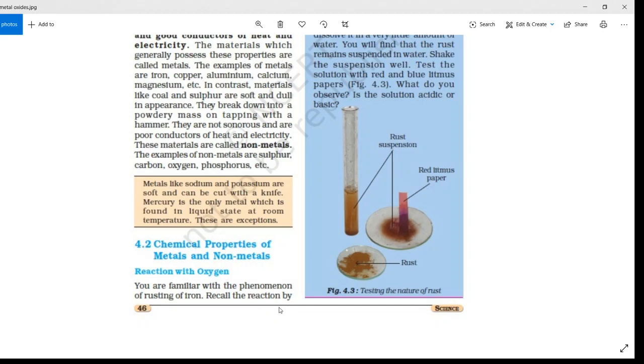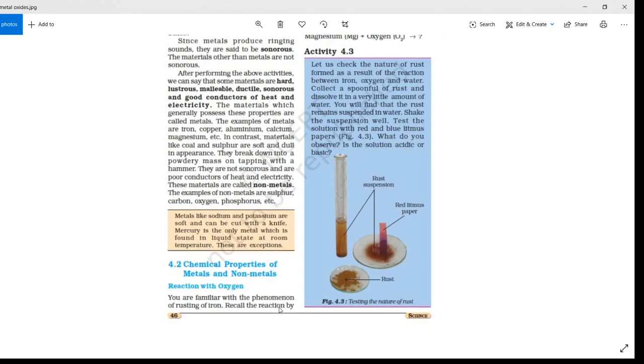Now you have to dip the blue litmus paper and red litmus paper into this solution. You will see that red litmus paper turns blue and blue remains blue. It shows that metal oxides are always basic in nature. So this activity is given to prove that metal oxides are basic in nature.